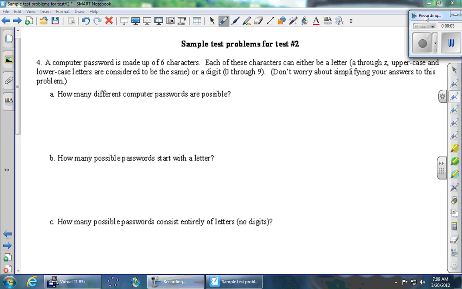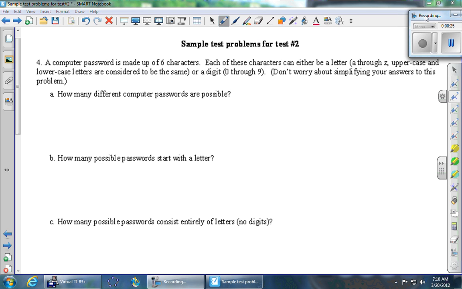This is problem number 4 on the sample test problems for test number 2. A computer password is made up of 6 characters. Each of these characters can either be a letter, A through Z, uppercase and lowercase letters are considered to be the same, or a digit, 0 through 9. Don't worry about simplifying your answers to this problem. A, how many different computer passwords are possible?